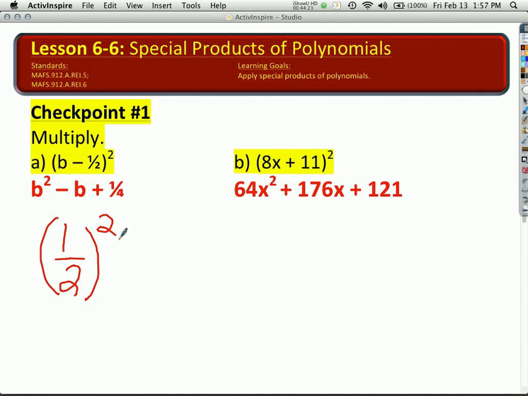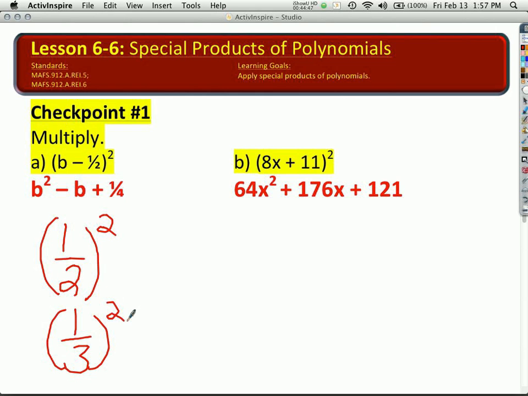Go ahead, Gary. Okay. So when you square a fraction, you square the top and you square the bottom. 1 times 1 is 1, 2 times 2 is 4. 1/2 squared is 1/4. What if I asked you to do 1/3 squared? Can you do that now quickly?